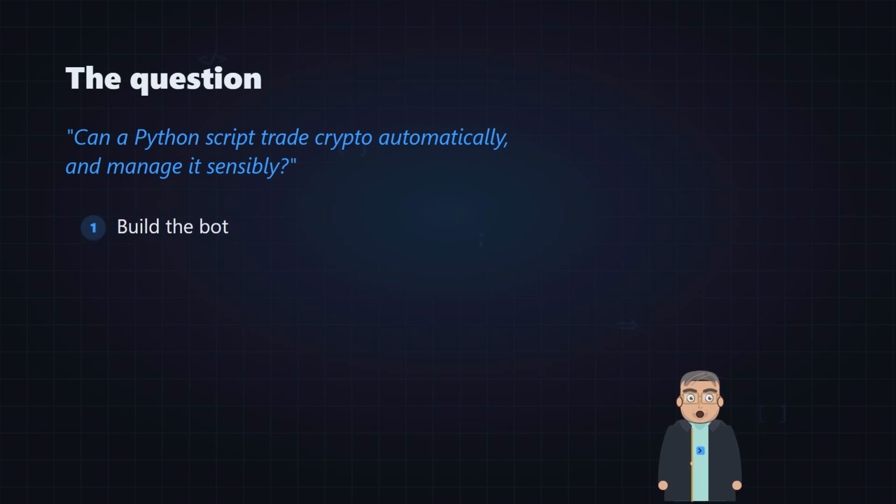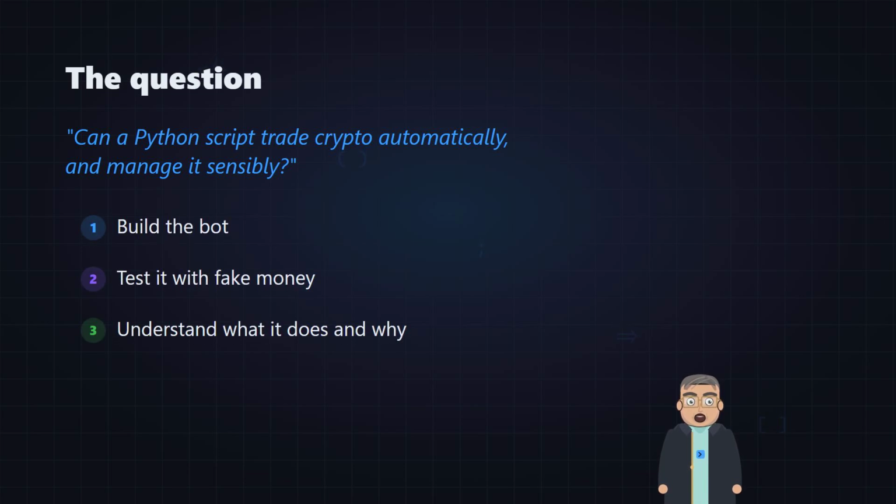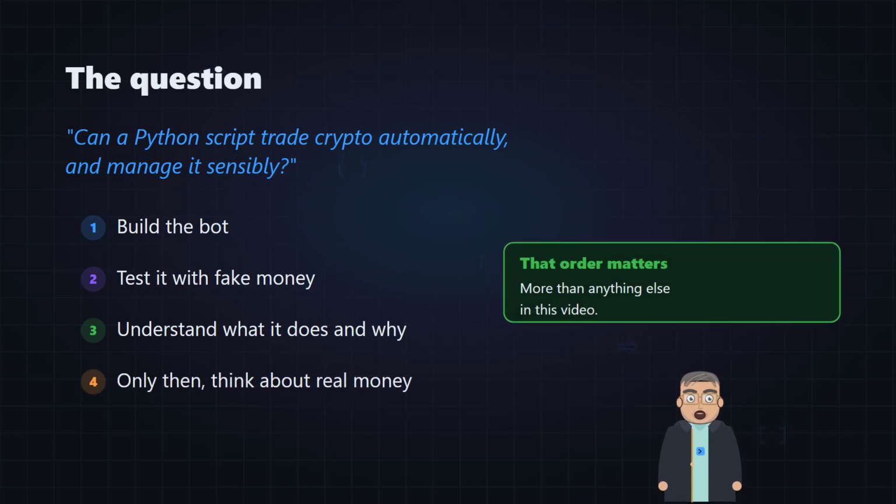It started with a pretty simple question. Can a Python script trade crypto automatically and actually manage it sensibly? I had no experience in algorithmic trading whatsoever, so the plan was deliberately boring. Build the bot, test it with fake money, understand exactly what it does and why it does it, and only then, much later, think about real money. That order matters more than anything else in this video.